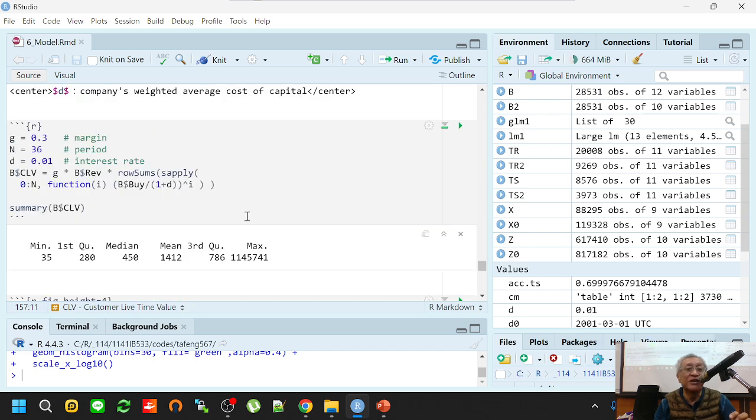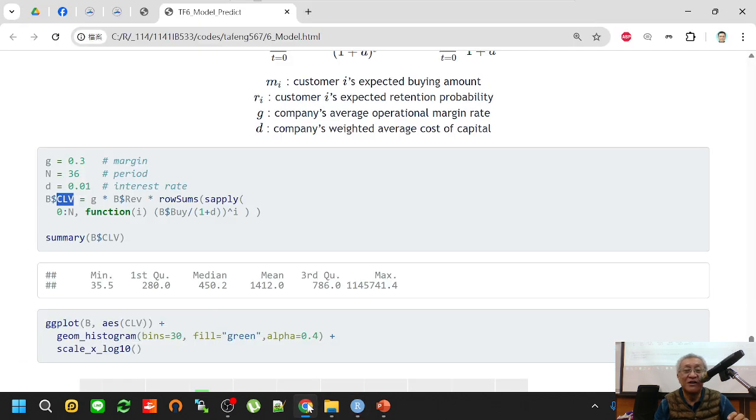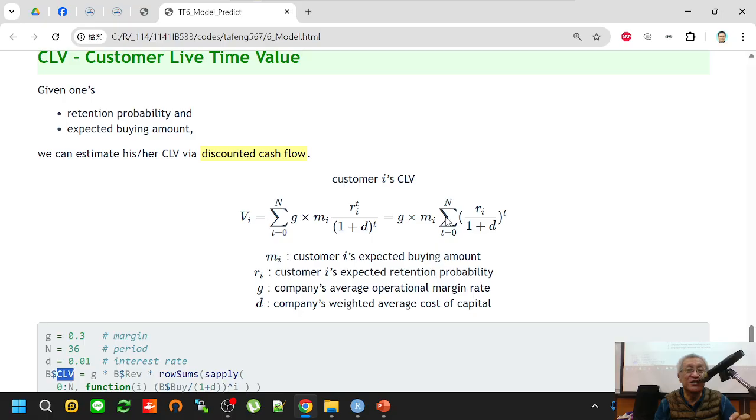If you are using this CLV formula, as I told you, if you learn marketing, you can see in the textbook or in the papers that there are many different ways of calculating CLV.